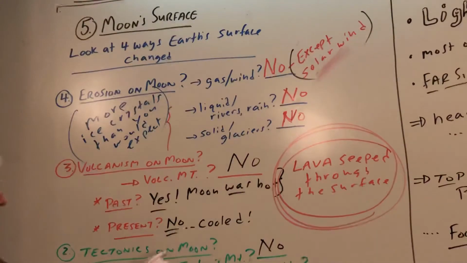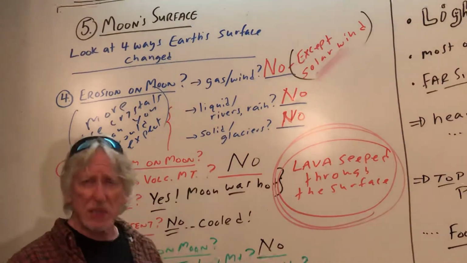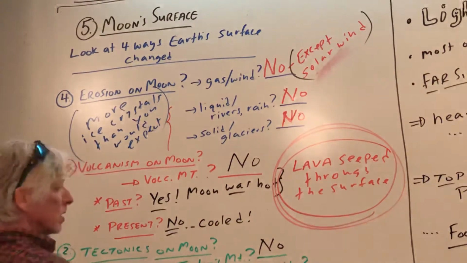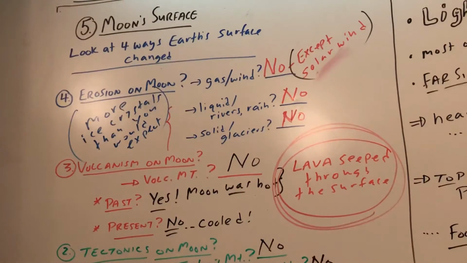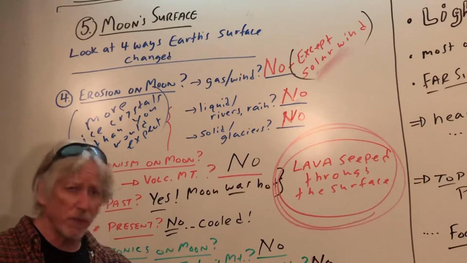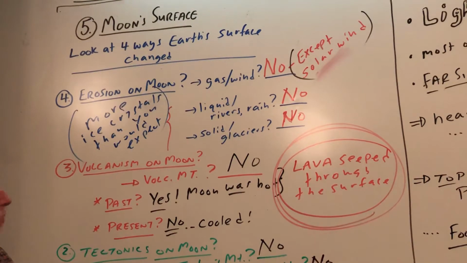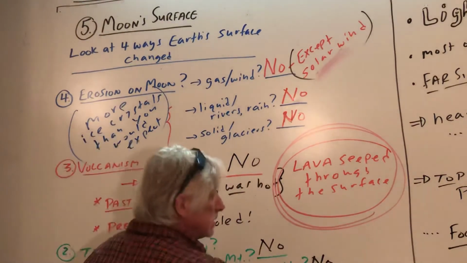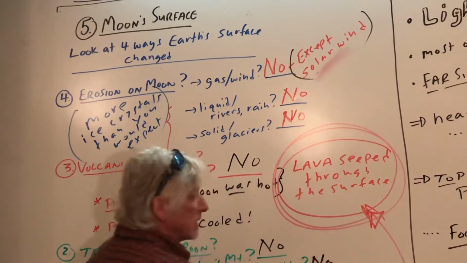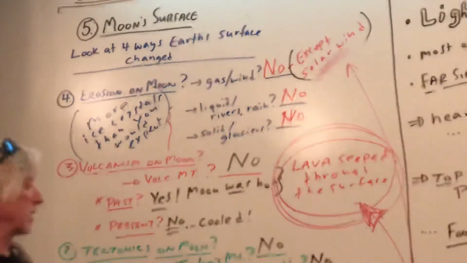Okay, so there's no tectonic mountains, and there's no convection, the hot rising, cooling, sinking in the mantle that we have on Earth. No. So what you have is an old, unchanged surface, except for the little bit of solar wind and the lava that seeped through. This is the primary thing. And we're going to see that.